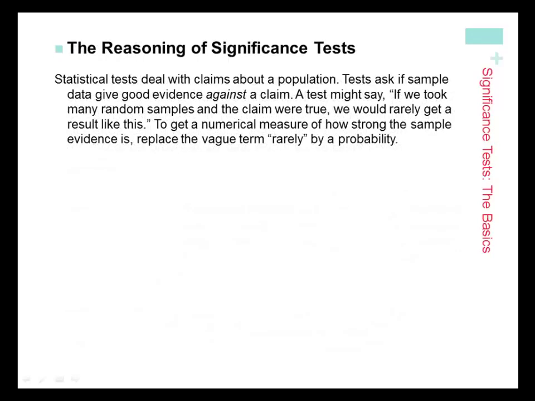Statistical tests deal with claims about a population. Tests ask if data is given as good evidence against a claim. A test might say, if we took many samples and a claim were true, we would rarely get a result like this. To get a numerical measurement of how strong the sample gives evidence, we replace the vague term rarely with a probability.